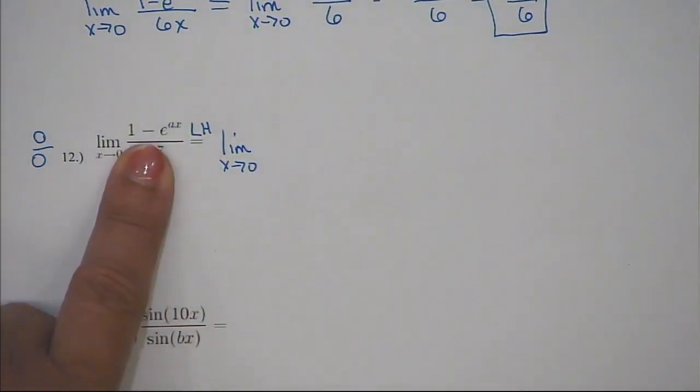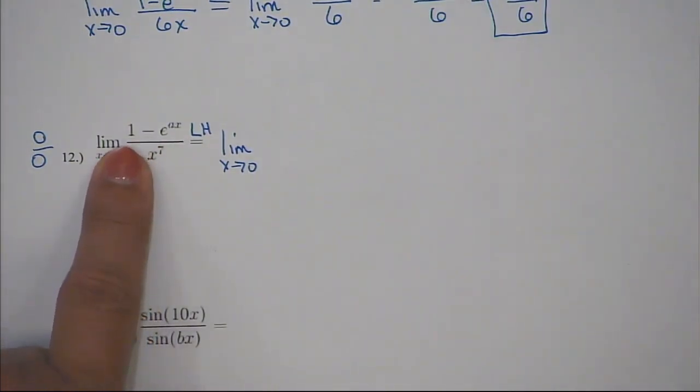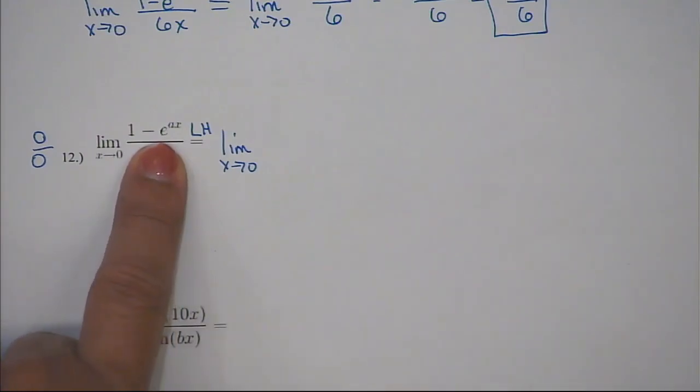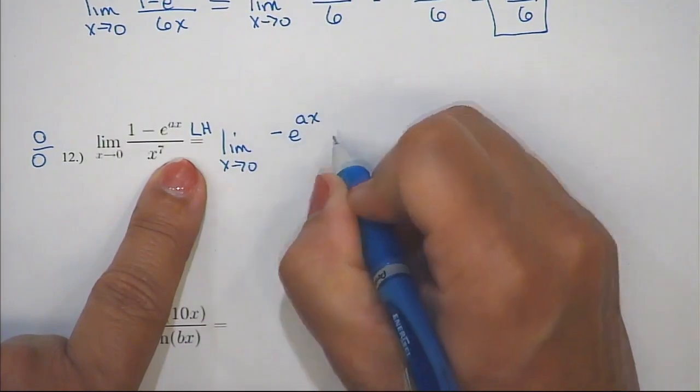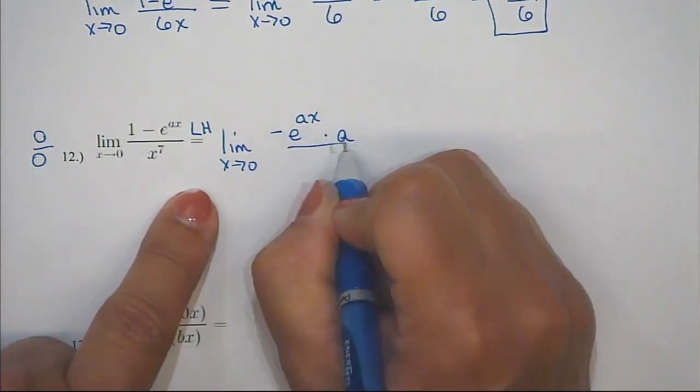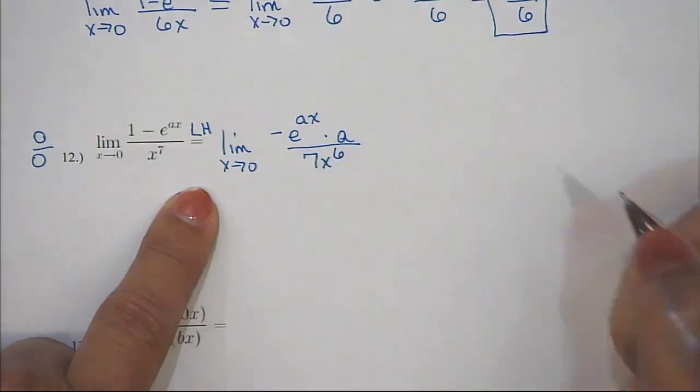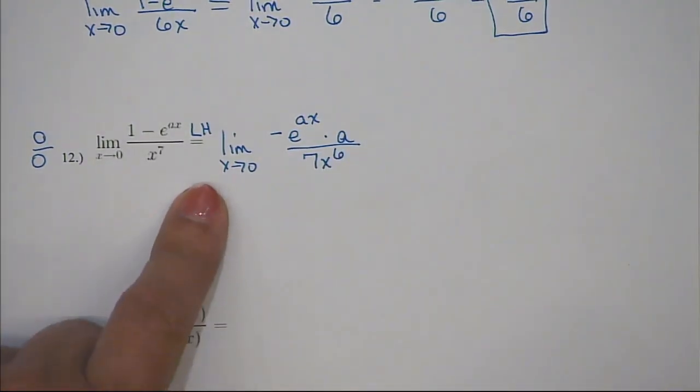All right, so let's look at the top. So the derivative of 1 is 0. What's the derivative of negative e to the ax? It would be negative e to the ax times the derivative of the exponent, which would be a, right? Derivative of ax would be a. So negative e to the ax times a over 7x to the 6th. Okay.